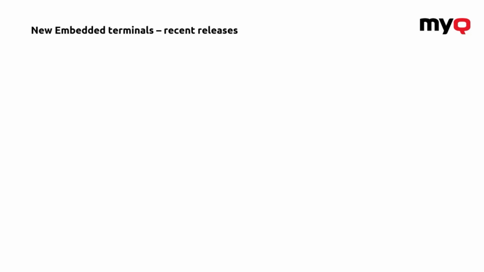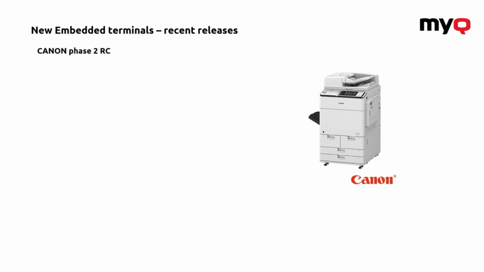The first one, which you probably expected, is the Canon Phase 2 RC version, which is now available in our partner portal. Compared to the previous version, we have added additional features like project accounting, the quota, credit, or the ID card registration. Of course, additional phases can be expected as the terminal is developed.